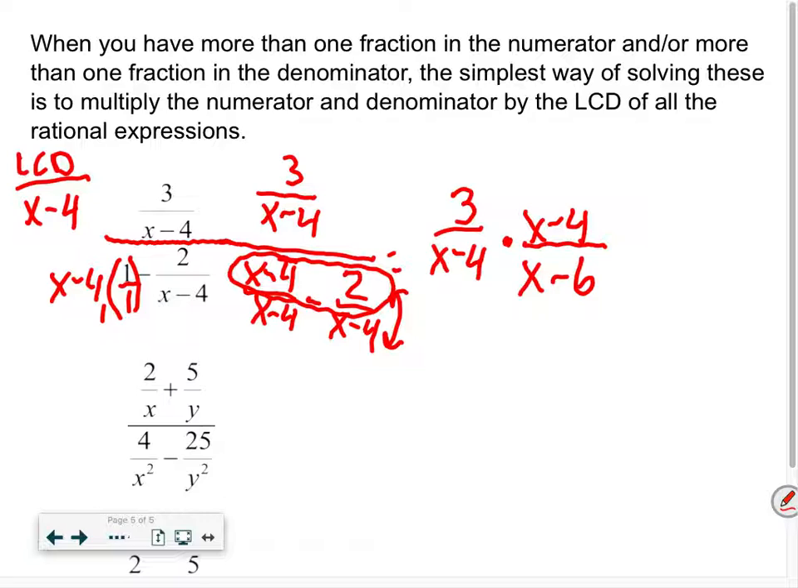So all we did is flip this, change from divide to multiply, flip this so your x minus 4 is on top. And then this minus 4 minus 2 is minus 6. Now that I'm multiplying, we love to get to multiply because that means I can cancel. My x minus 4's cancel, and I get 3 over x minus 6.